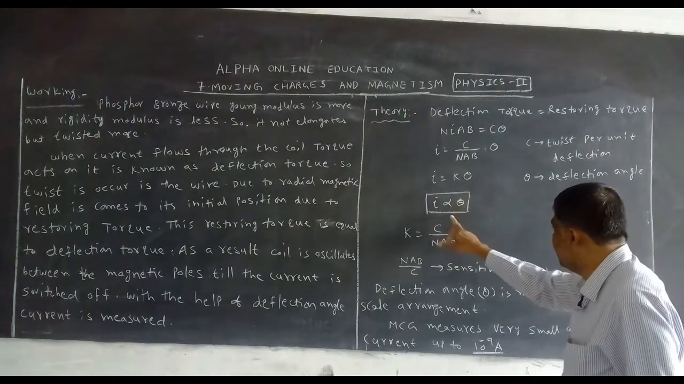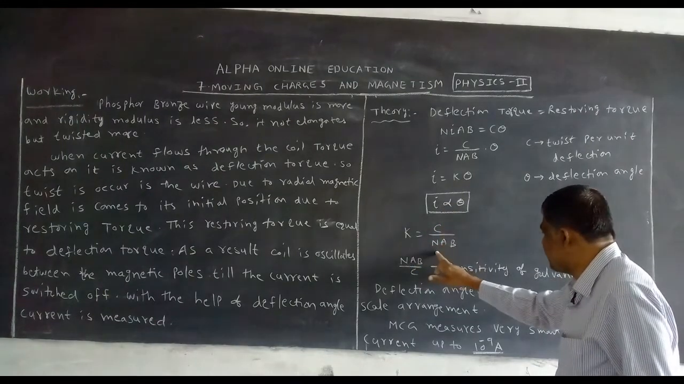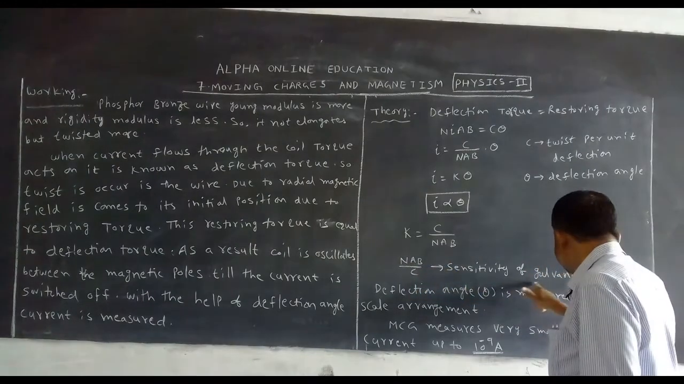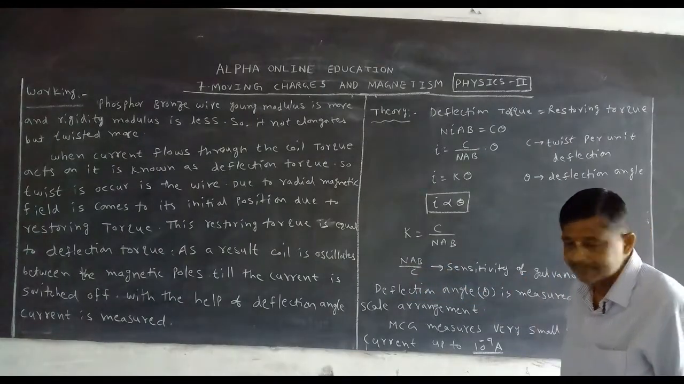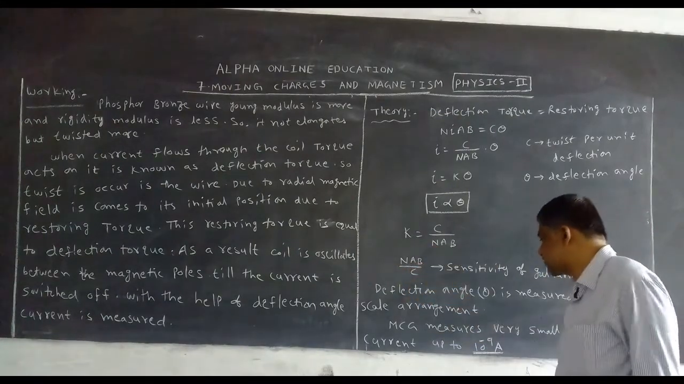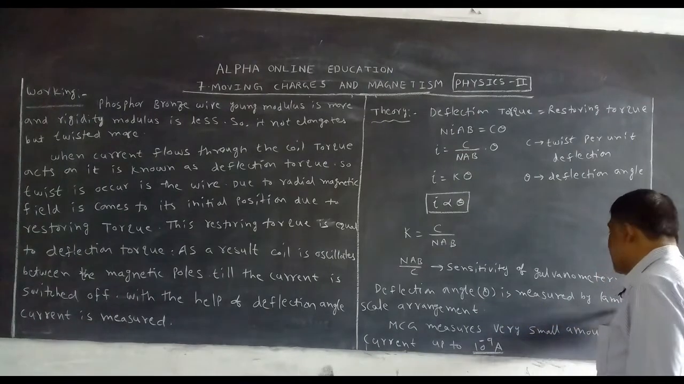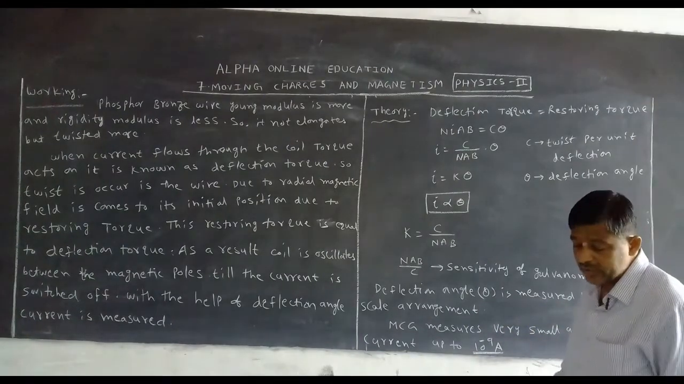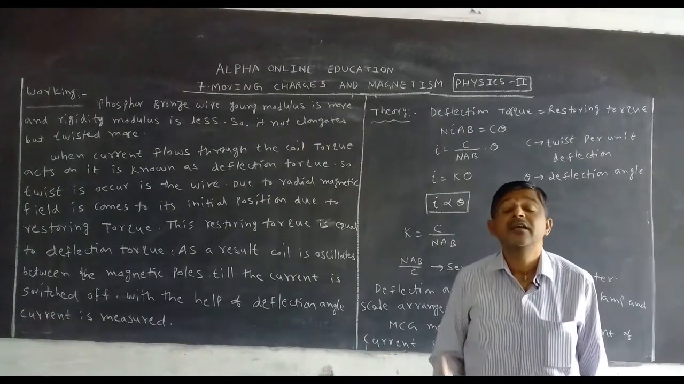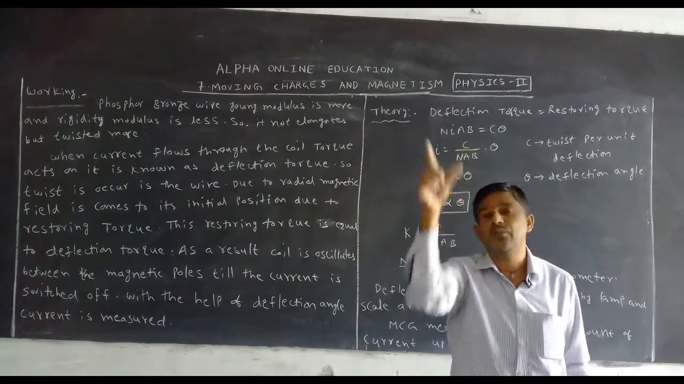Now, here K is the proportionality constant. What is K? C by NAB. Let us take NAB by C. This is called the sensitivity of the galvanometer. To increase the sensitivity, we have to change these values. The deflection angle is measured by a lamp and scale arrangement. How can we measure theta? Theta is measured by the lamp and scale arrangement. That's why the mirror is provided.